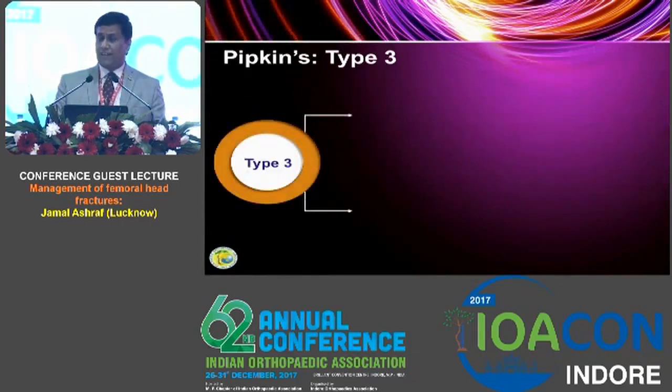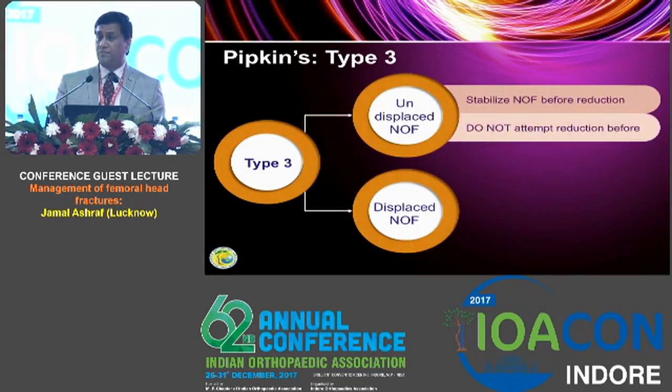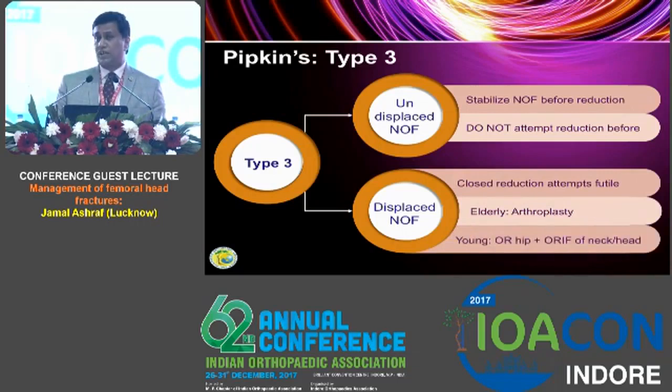Type 3 fractures, treatment would depend on whether the neck is undisplaced or displaced. If it is undisplaced, make sure you stabilize the neck before your attempted reduction. And if it is displaced, naturally closed reduction would be futile. In the elderly, proceed with hemi replacement, and in the young, do an open reduction of the hip and then stabilize the neck and the head fractures.